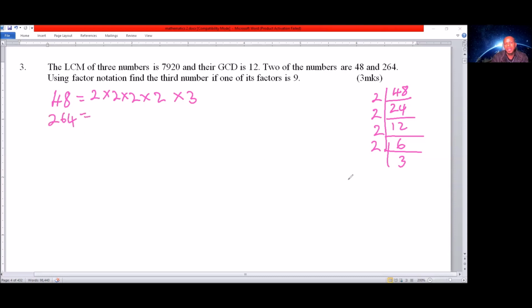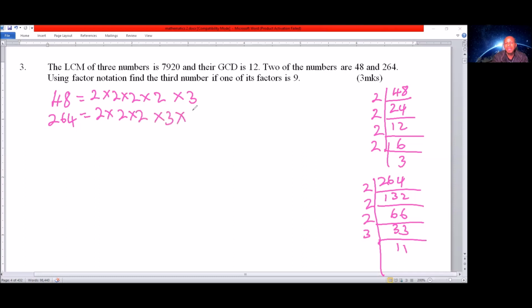264. We can get the factors of 264 the same way. You divide by 2, you get 132. You divide by 2, you get 66. You divide by 2, you get 33. You divide by 3, you get 11. So this means that here we have 2 times 2 times 2 times 3 times 11.